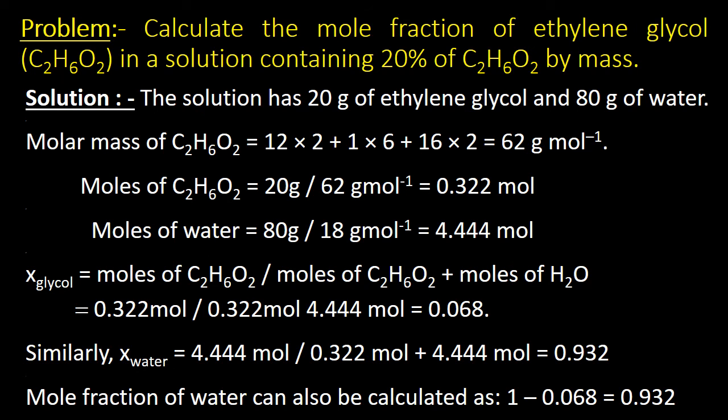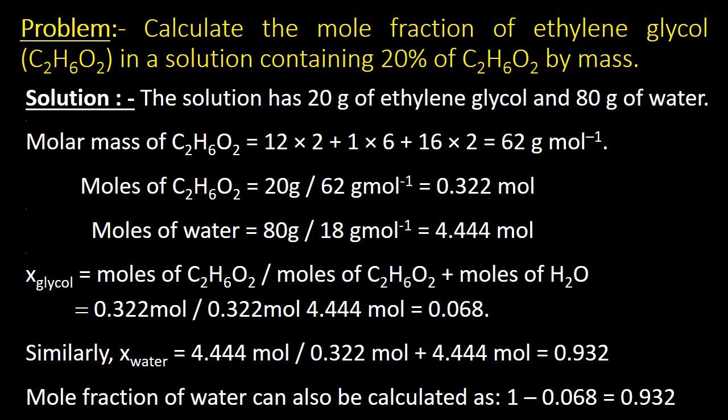Problem on mole fraction. Calculate the mole fraction of ethylene glycol in a solution containing 20% of ethylene glycol by mass. The solution has 20 gram of ethylene glycol and 80 gram of water. Molar mass of ethylene glycol can be calculated by using molecular formula, which is equal to 62 gram per mole. The number of moles of ethylene glycol can be calculated by using the formula, that is mass by molar mass. Mass of ethylene glycol is 20 gram. Molar mass is 62. 20 gram divided by 62 gram per mole, which is equal to 0.322 mole.